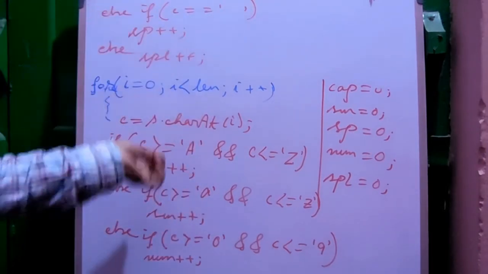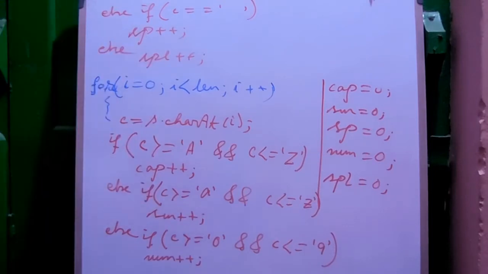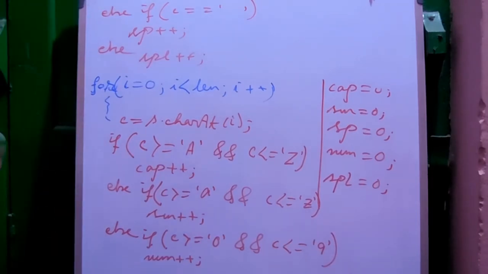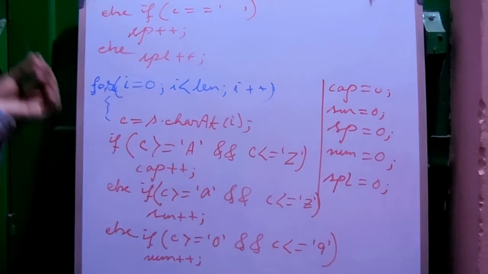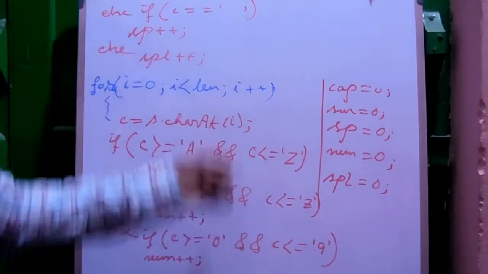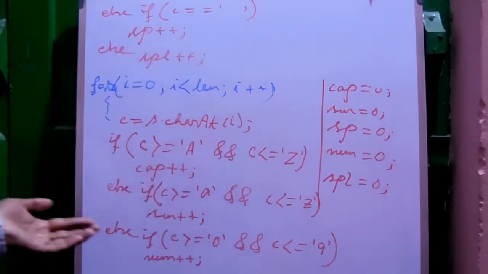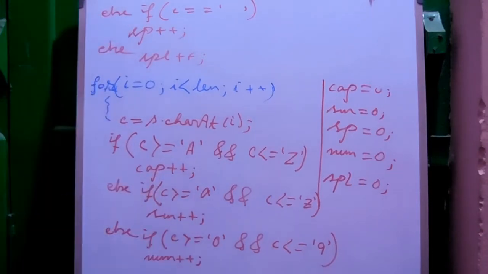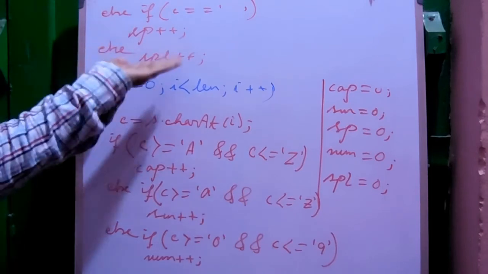Similarly, suppose after that, at any index value, the extracted character is any special character, such as at the rate, dollar or hash symbol. Obviously that special character is neither capital, nor small, nor number, nor space. So if any character satisfies none of these conditions, then obviously the else must be executed.